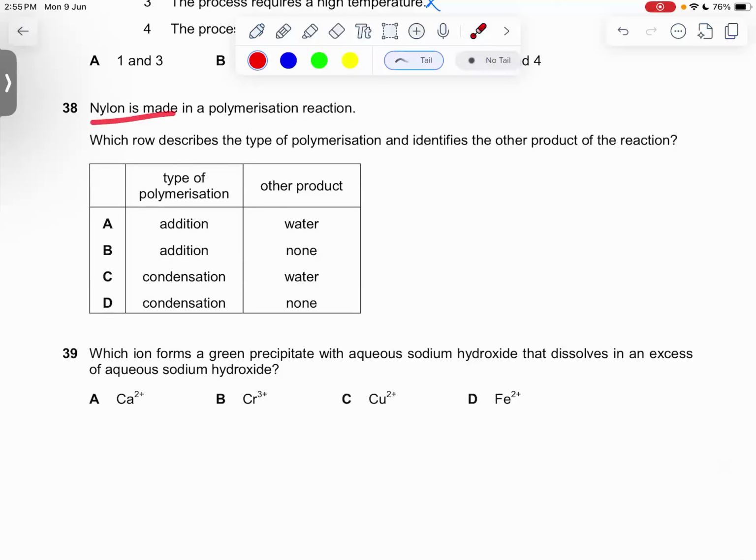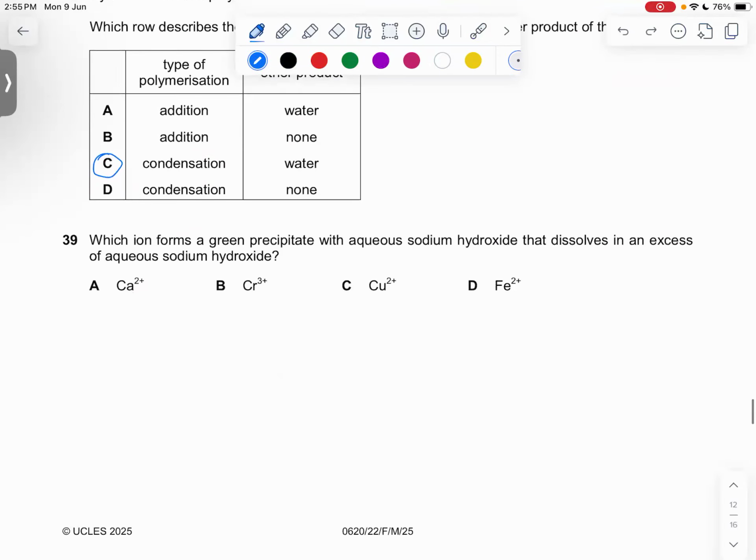Question number 28 then. Nylon is made in a polymerization reaction. Which row describes the type of polymerization and identifies the other product of the reaction? So nylon is made by condensation polymerization. So the answer should be C or D. The other product is water, a smaller product such as water is produced.